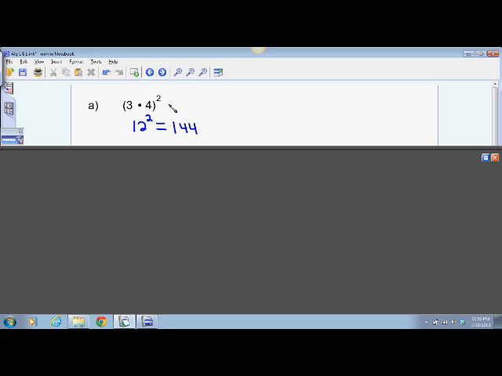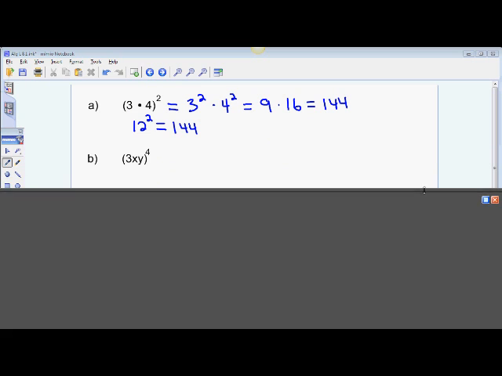That's okay. But let me show you how the property works, so you know what to do when you have a variable. Because this is a product, because it's multiplication, we can rewrite this as 3 to the second times 4 to the second. 3 to the second, 3 times 3 is 9, 4 times 4 is 16. 9 times 16 ends up being 144. So you get the same answer either way. But it's important to understand this way because sometimes these will be variables and not integers.